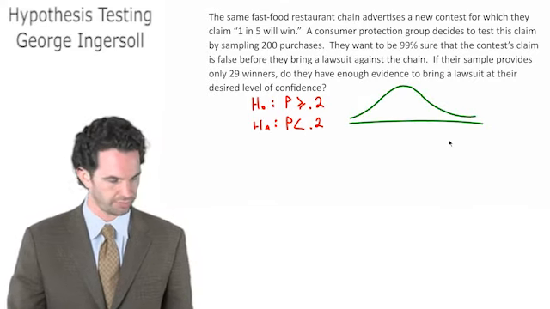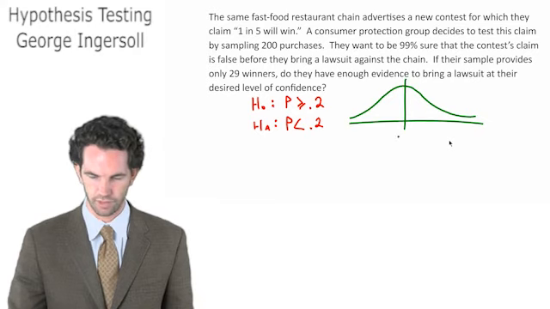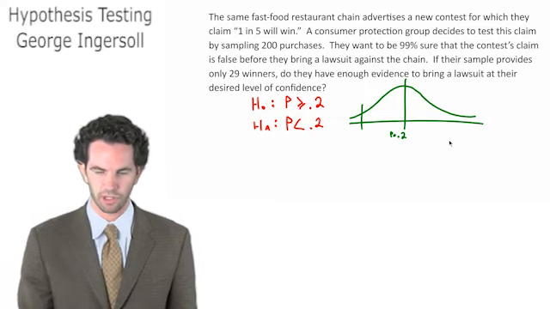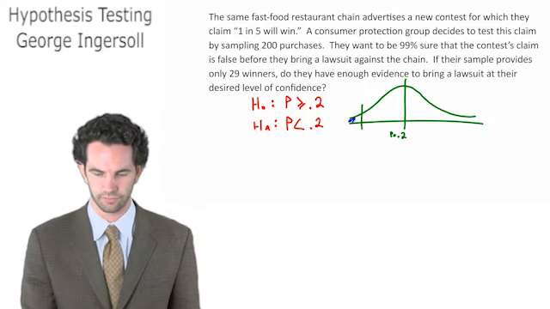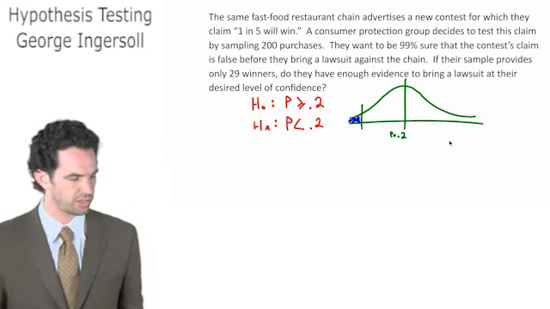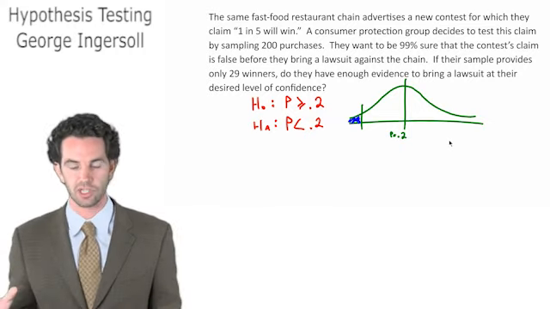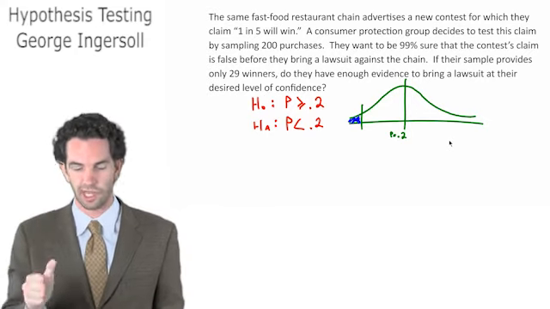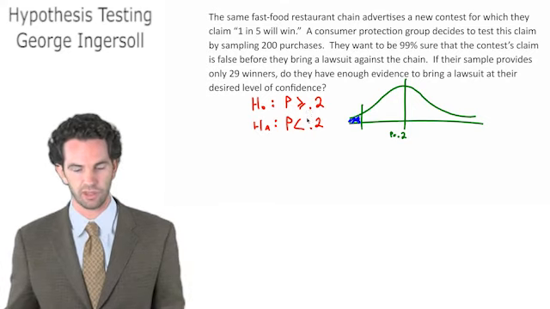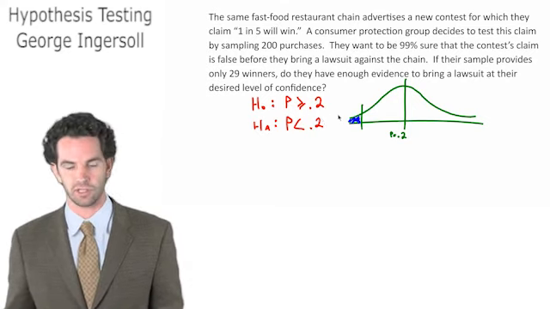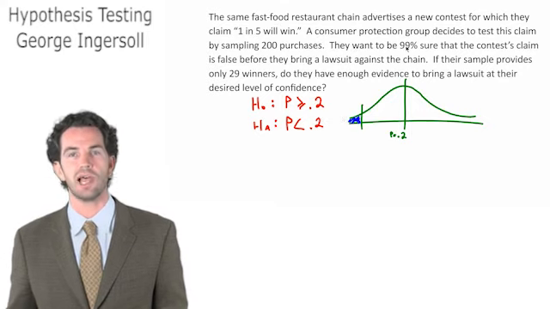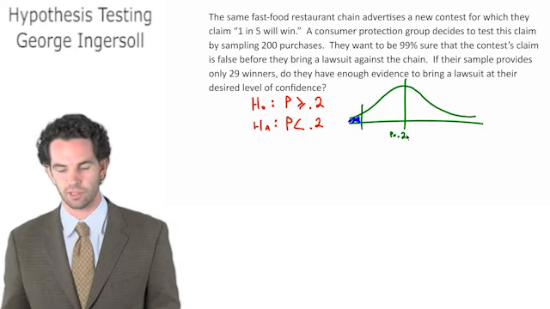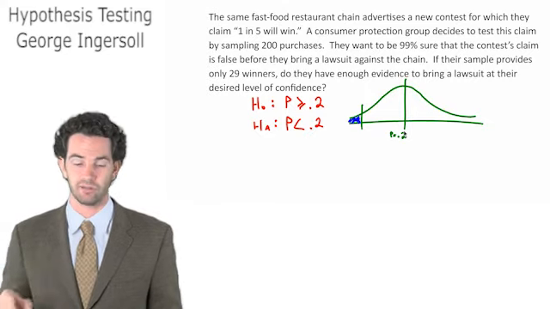We really just want to know, this is p equals 0.2, and we're interested in what's over here. How many standard deviations to the left, only to the left of the mean, do we need to be to say we reject this claim by the fast food chain? We think that, in fact, we have enough evidence to say with 99% confidence that less than 1 in 5 are winning. How many standard deviations to the left of the assumed mean do we have to be in order to say that ain't really the mean?